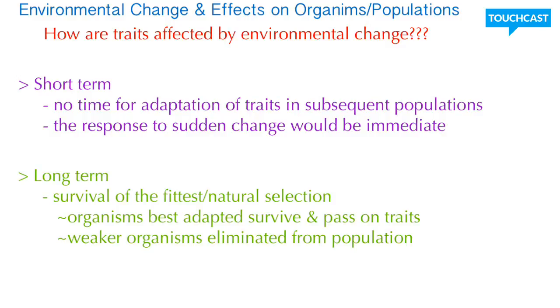As 8th graders, you do need to know how these environmental changes affect and impact organisms' traits over time. Mainly that with short-term changes, it happens too quickly for there to actually be any adaptation in traits. But with long-term changes, we end up seeing survival of the fittest or natural selection, which you have heard in previous grades. And that really just means that the organisms that are best adapted will survive and pass on those traits, and the ones that are not will ultimately be eliminated from the population.